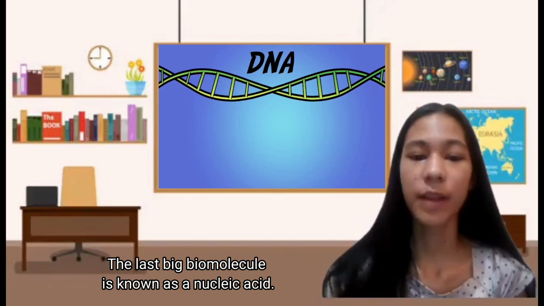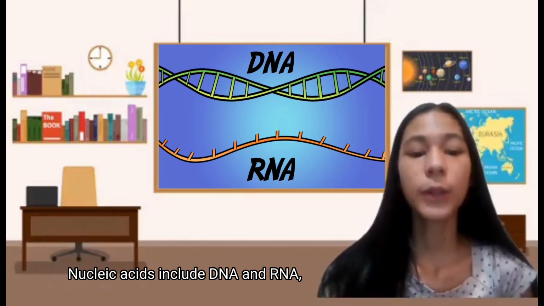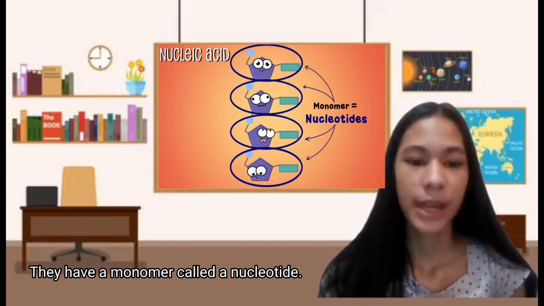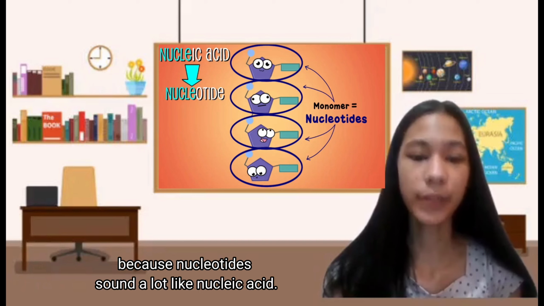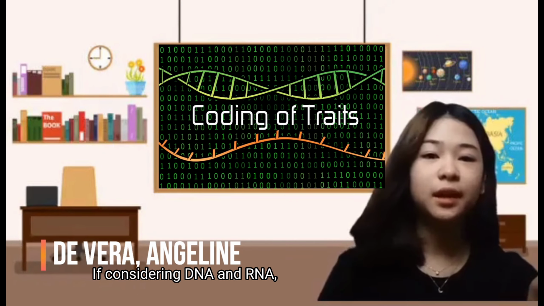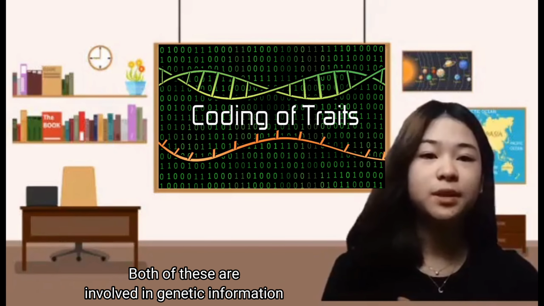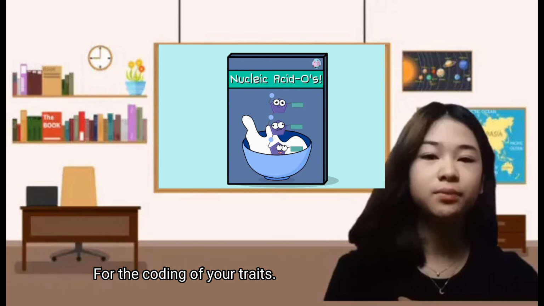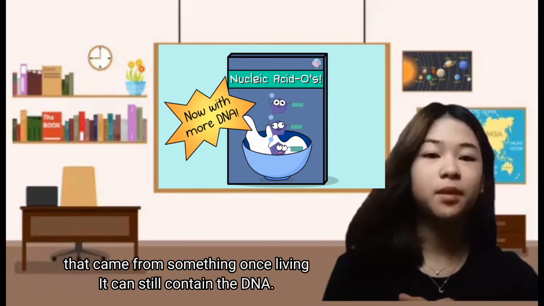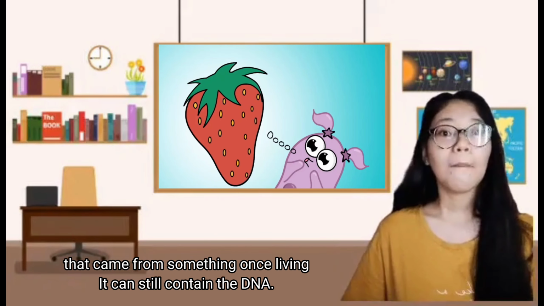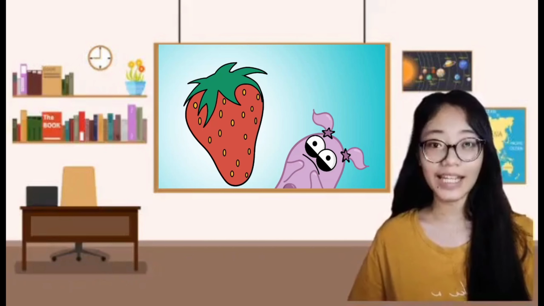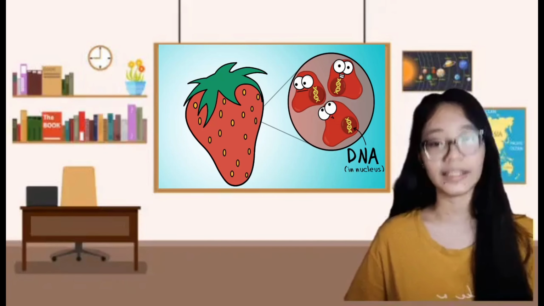The last big biomolecule is known as nucleic acid. Nucleic acids include DNA and RNA. They have a monomer called nucleotide. That's going to be easy for you to remember because nucleotide sounds a lot like nucleic acid. Both DNA and RNA are involved in genetic information for the coding of your traits. They are found in a lot of your food because whenever you eat something that came from something once living, it can still contain DNA. Plants and animals both have DNA. In fact, any type of life must contain a nucleic acid, like DNA, to direct the cell's activities.